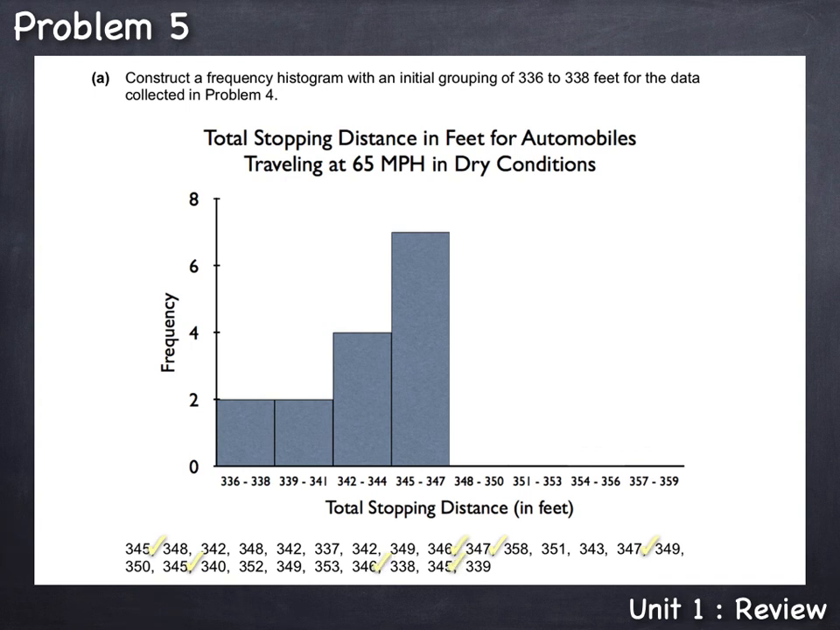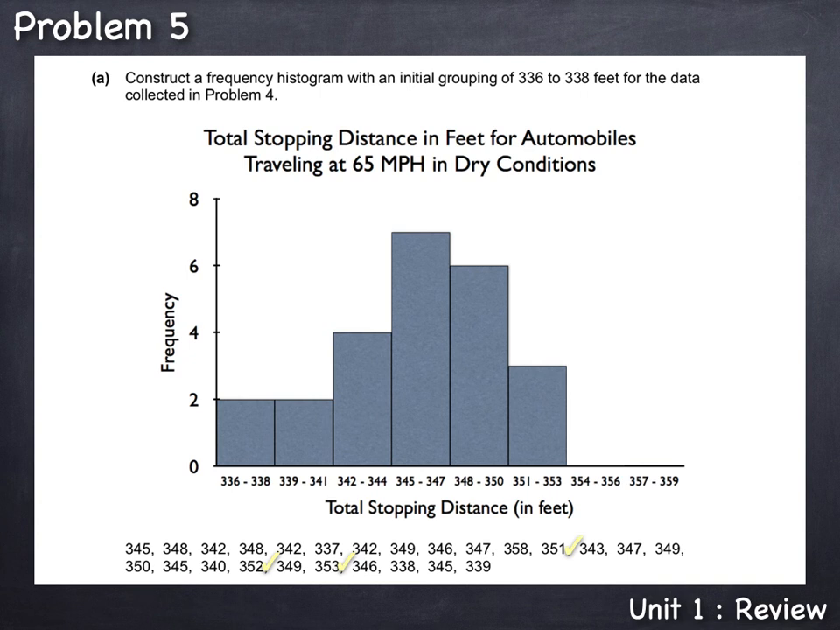Next, going through all the data and counting the automobiles that took 348 to 350 feet to come to a stop, we count and get a frequency of 1, 2, 3, 4, 5, 6. So the next group gets a bar drawn to a height of 6 on the frequency scale, right above the 348 to 350 feet. Next, going through the data and counting the 351 to 353 stopping distances, we get a frequency of 1, 2, 3. So here we draw our bar to a height of 3, which on our scale is right between the 2 and the 4.